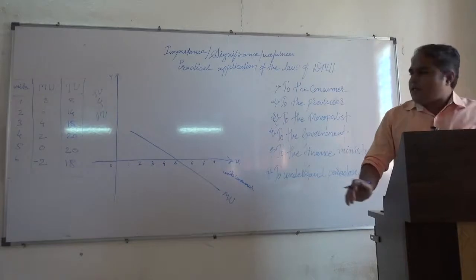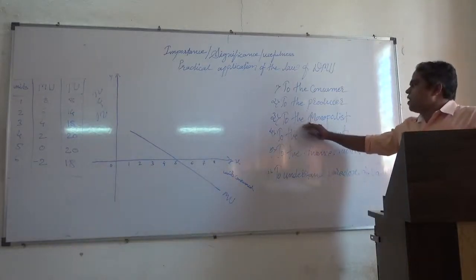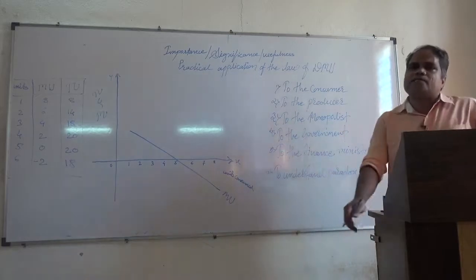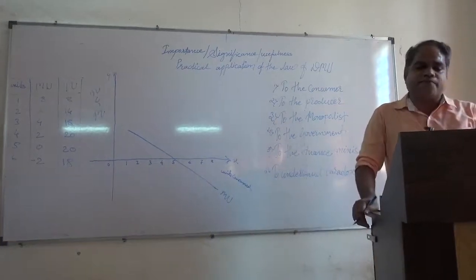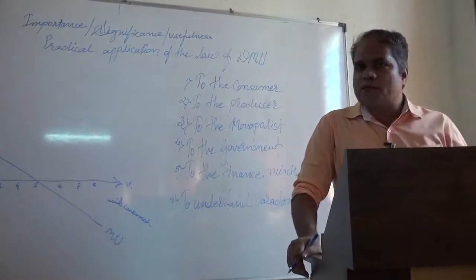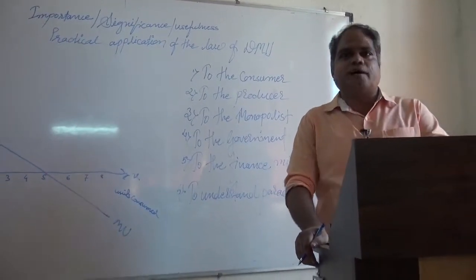Next, the law of diminishing marginal utility also helps the monopolist. A monopolist means a seller who has complete control over his production or supply as well as the price of the product.